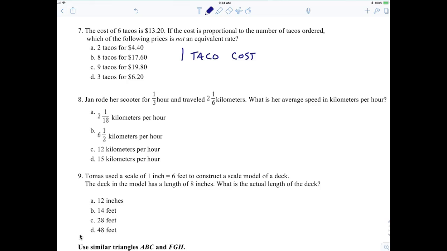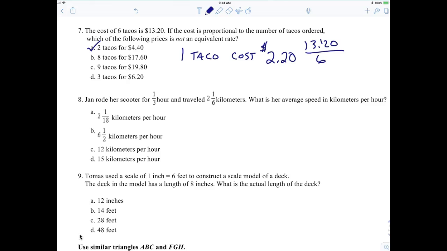All right, now again, eyes up. We're taking $13.20 and dividing it by 6. So 6 goes into 12 twice. Decimal, with a 1 left over. So 6 now goes into 12 what? Twice. So it's $2.20 for every taco. Everybody with me on that? So how much would 2 tacos cost? 2 times 220, which is 440, right? So this is okay. That's not the right answer.